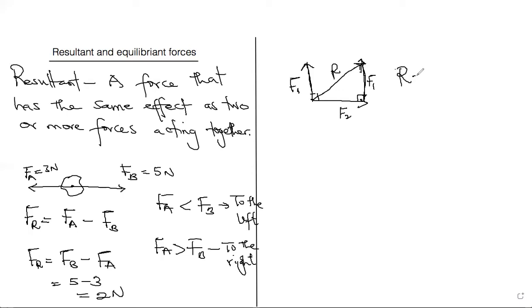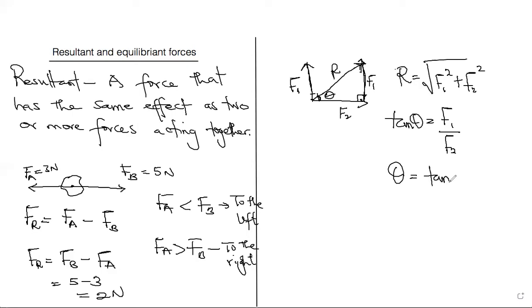So R will be the square root of F1 squared plus F2 squared. That's the magnitude of the resultant. So how do I get the direction? Let's say I consider the angle the resultant makes to the F2 force. The tangent of that angle will be F1 over F2, so the angle it makes to F2 will be tan inverse of F1 over F2.